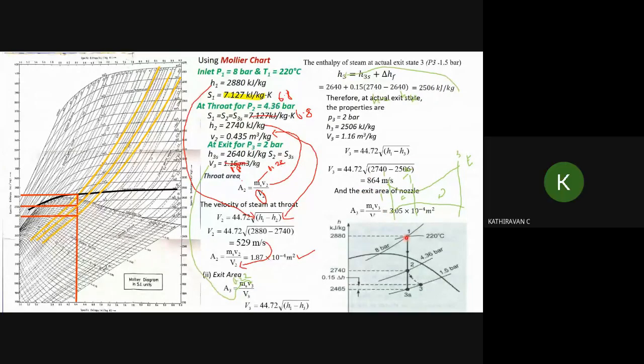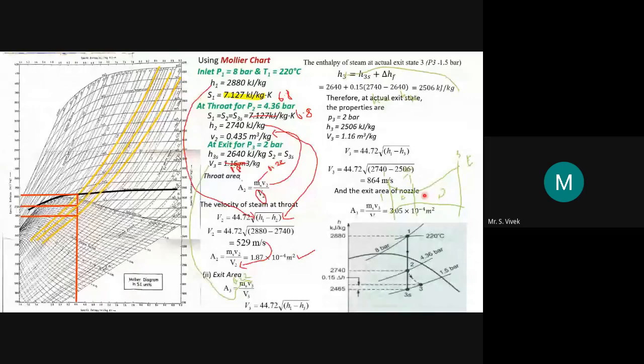Sir, you substituted H2 instead of H1. Sorry, yes, we substituted H2. That is what I said, isn't it? Actually, in the problem they said that the friction lies in the divergent portion only. Correct? Oh, okay sir.